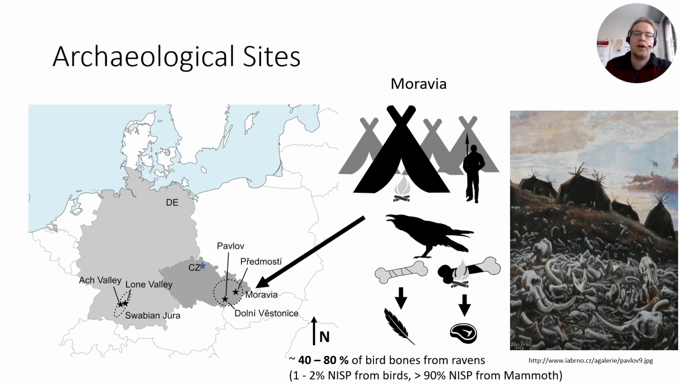Usually, if you find cut marks, you can assume that the feathers were used, and if you find burnt bones, the animal was probably eaten. However, none of these could be found in the sites. If they were not hunted by humans, why were there so many raven bones at the sites?